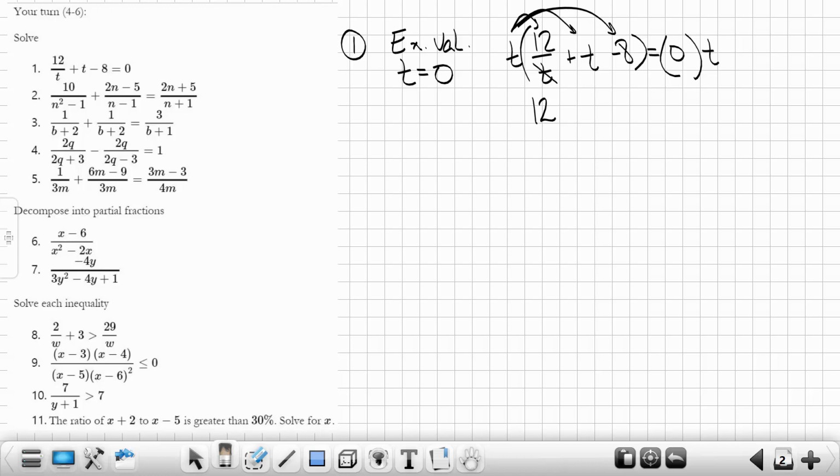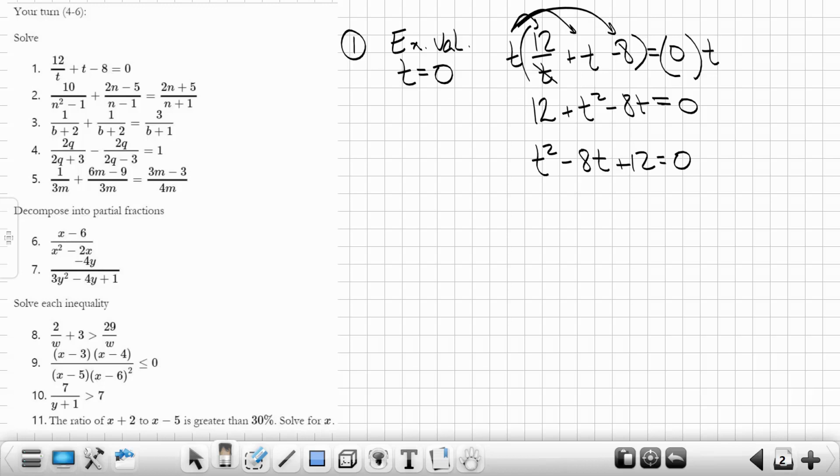Just in case you guys still have any bad habits left over, I know for my Algebra 2 kids, a lot of times when they distribute, if something cancels, all of a sudden they think it stops distributing too or something. Please make sure you don't fall into that mistake. t times t is t squared minus 8t equals 0. I have a quadratic. I'm just going to put it in order so I can recognize it for what it is and feel comfortable about it.